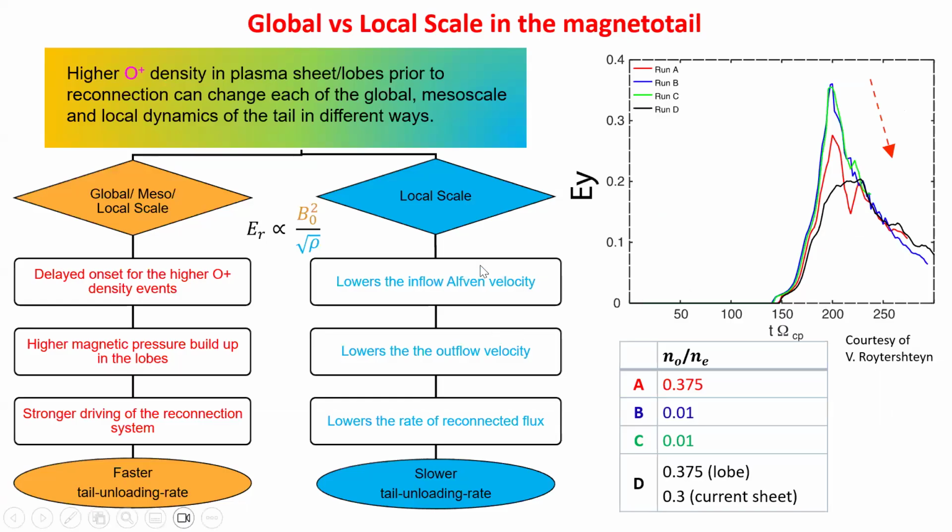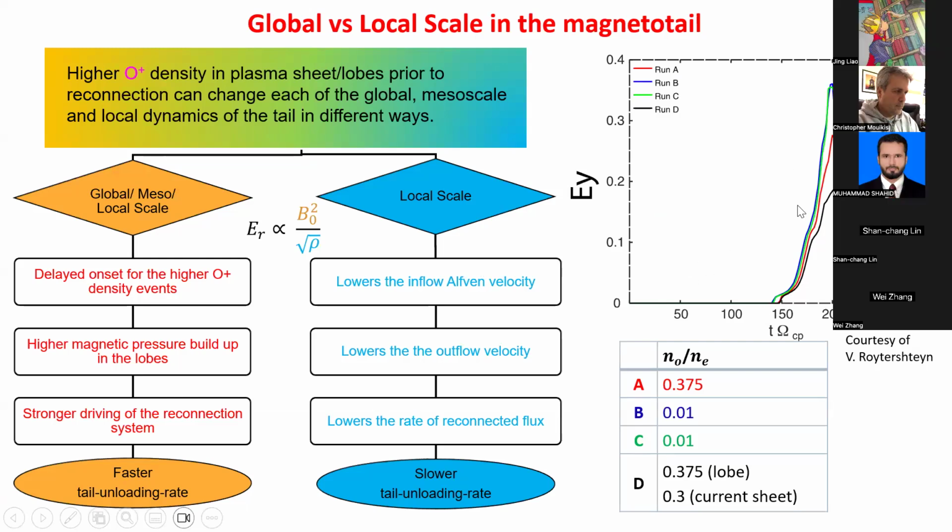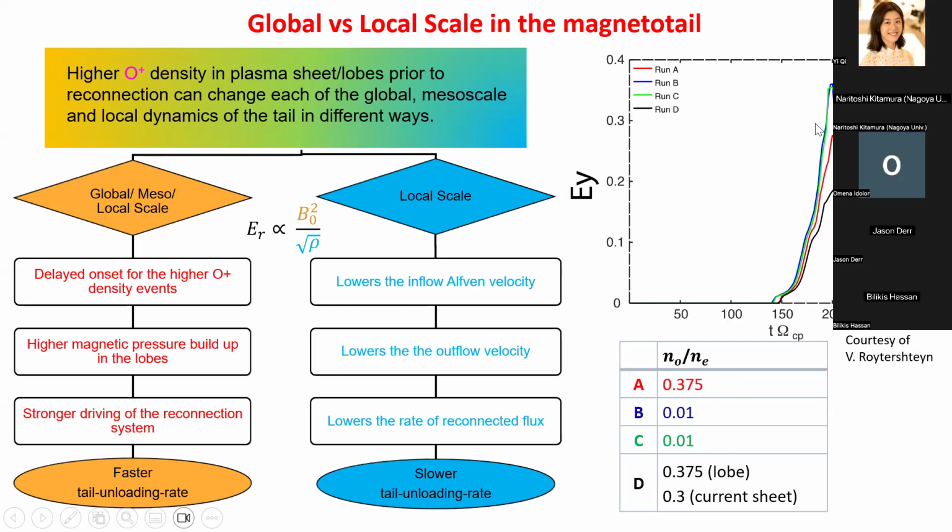Interestingly, when you look at, say, the reconnection rate, you should expect the reconnection rate for more oxygen to be lower. So the more oxygen you have, the lower your reconnection rate. And that's shown in these simulation results right here. This is the reconnection rate as a function of time for different simulations. So the blue and the green line have very little oxygen. They have the largest reconnection rate.